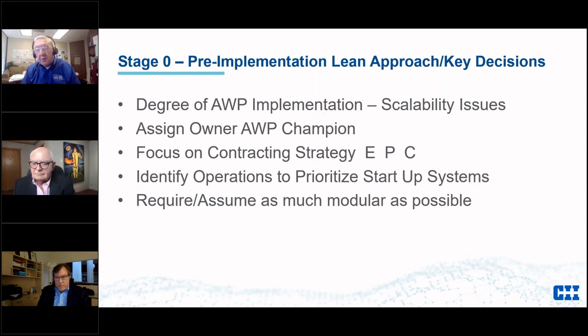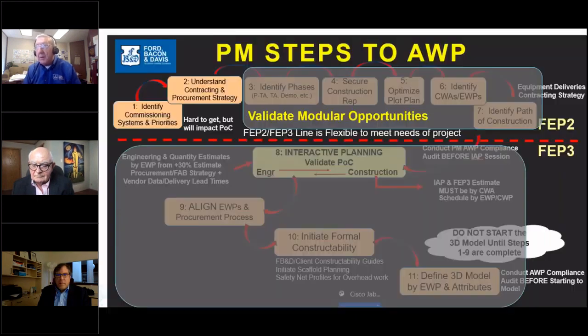And the other thing we do is, because of the move to modular, and we all know why that is, we're going to go in assuming as much modular as possible, and then we'll make some decisions later on. So go to the next slide, if you would, Fernando. So this is our PM steps to AWP, and the ones I'm talking about now are steps 1 and 2. Identify those commissioning priorities, number 1. Understand that contracting strategy. So that's hard to get those operations people in, but you really need those people in at the beginning. And so go to the next slide, if you would.